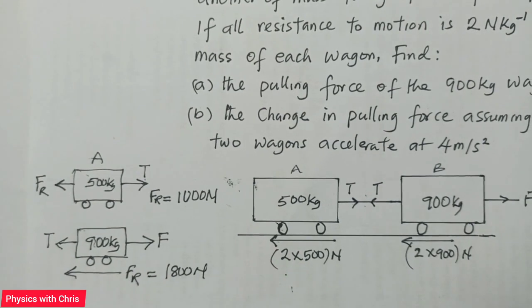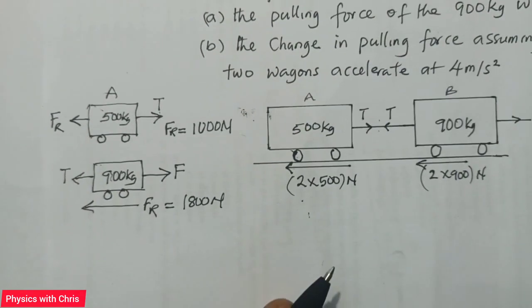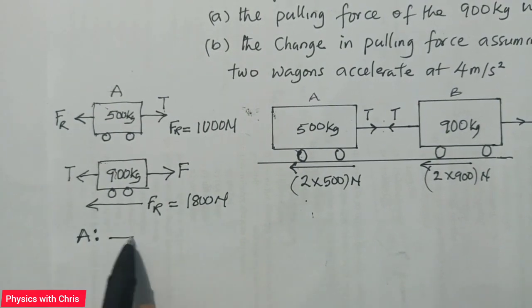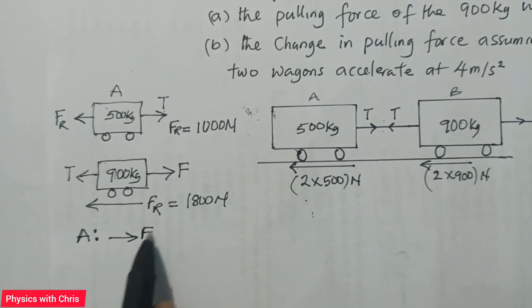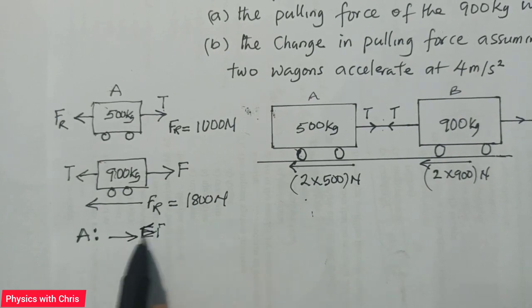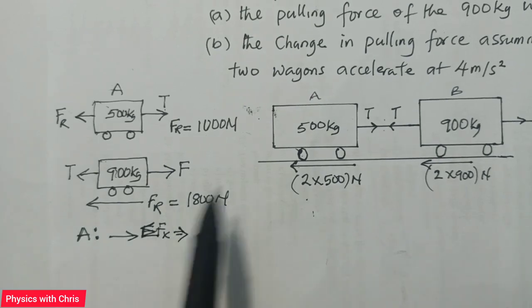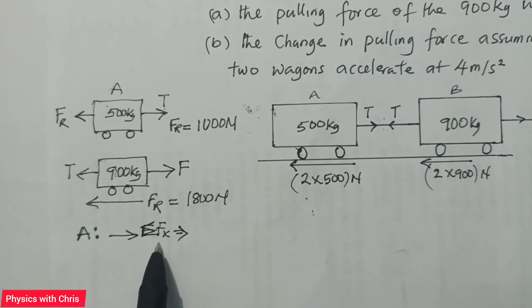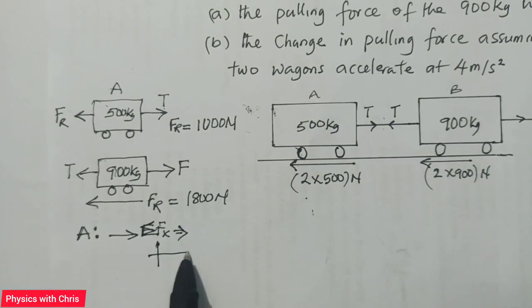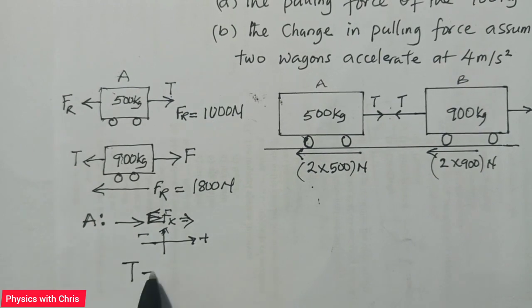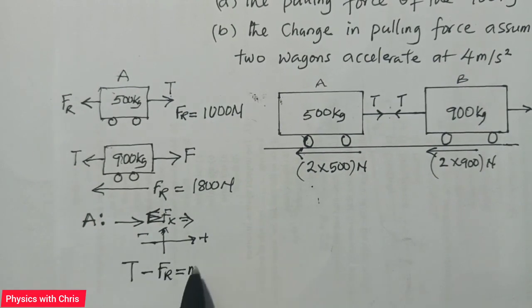Okay? Now let's apply Newton's second law of motion for wagon A. Resolving along, because the motion is along the x direction. So the summation of all the forces acting along the x direction, I can decide that for my coordinate system, any force acting to the right is given a positive sign. Any force acting to the left of the x-axis is given a negative sign. Okay, so I have for Newton's second law of motion, the tension minus the frictional force is equal to mass times acceleration.